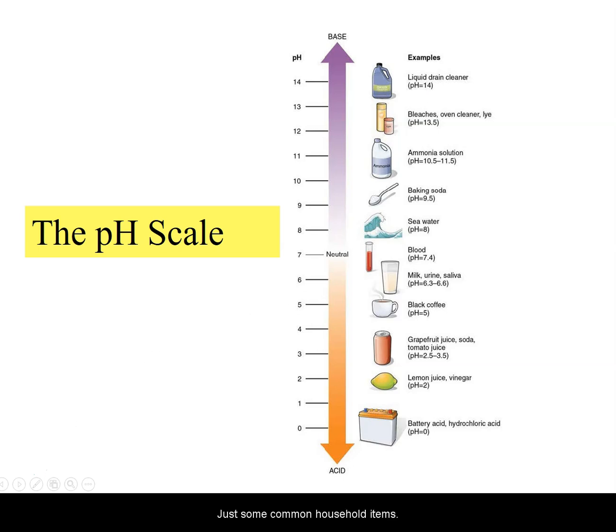Just some common household items. Milk of magnesia is around 10.5, which is interesting. It's what we drink when you have an acid stomach. So it's more basic, to help counter that acidity in your stomach.